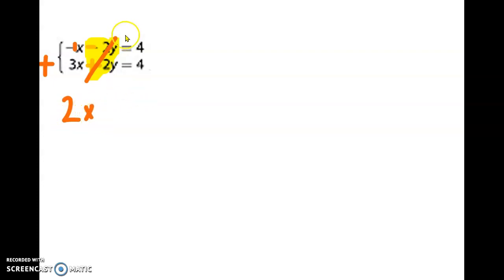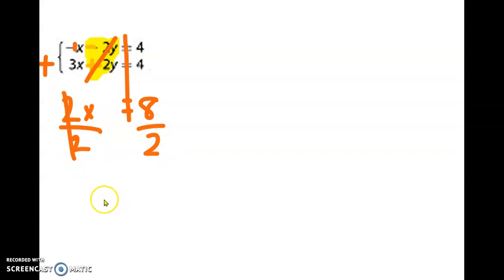And then you have a 4 and a 4, which gives you 8. So I already know in my heart that 2 times 4 equals 8, but I will divide by the coefficient just for fun. 2 divided by 2 is 1, 1x, 8 divided by 2 is 4. So I know that x equals 4.